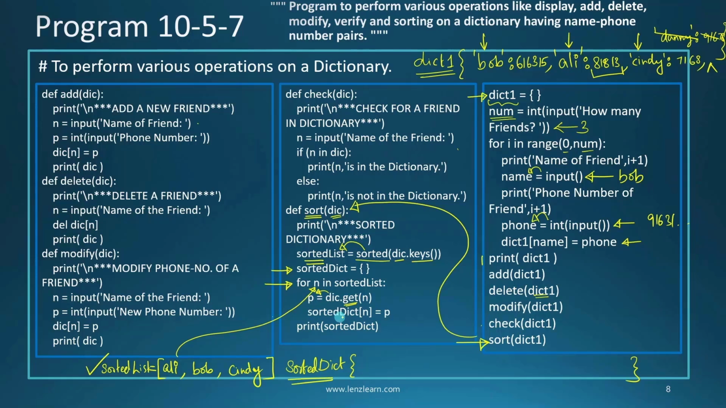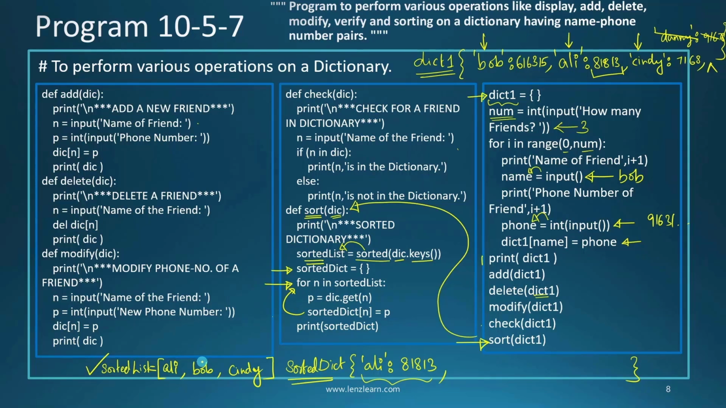And now to sort a dictionary, I will write n equal to P. So what is n? That is Ali. Ali colon, what is P? That is the phone number of Ali, 81813. So now you see in this dictionary, the first item is Ali. So now you can see it is getting sorted. Now the control will come back to for loop again.